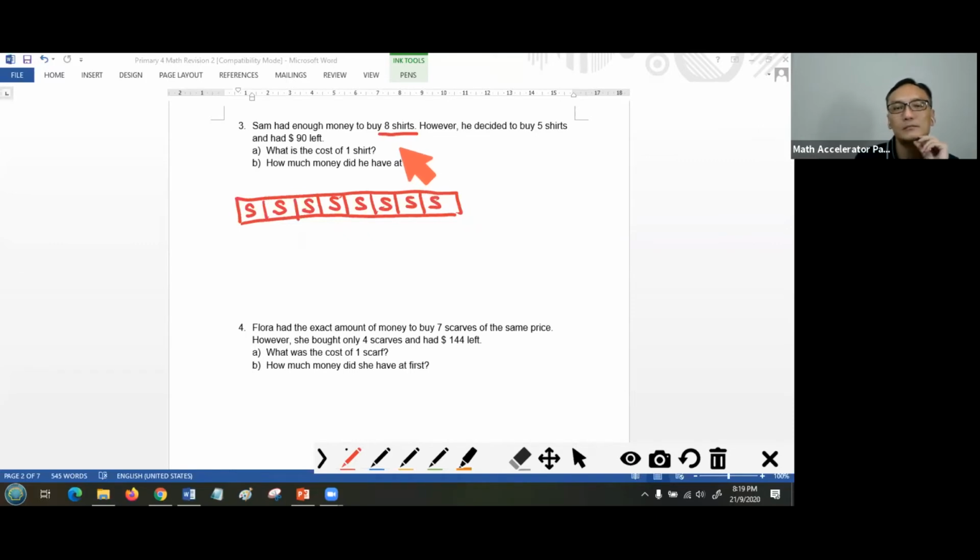So after that, what should we do? Instead of buying 8 shirts, now he decided to buy 5 shirts. So we block out 5 shirts. What we can do is, 5 shirts. So this is the lot for 5 shirts.